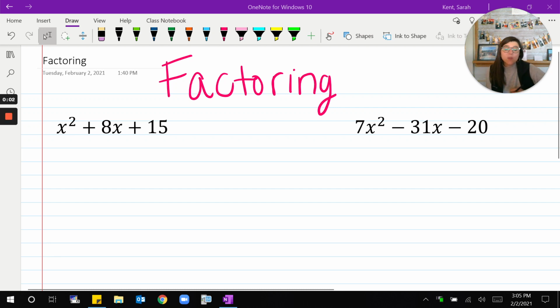All right, today we are starting factoring. So what this is, is undoing multiplication. So we've been taking the two groups and we multiply it together to get a quadratic. Today we're going to take a quadratic and we're going to split it into two groups. So it's going backwards of what we've done.